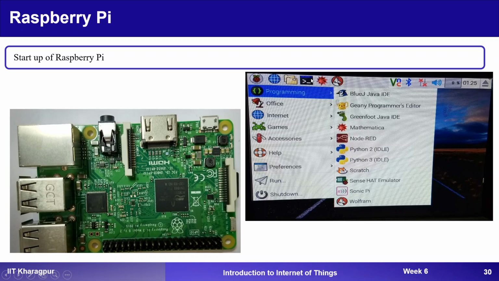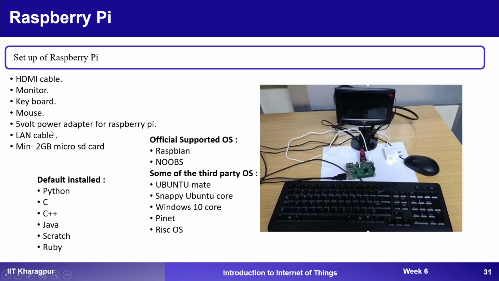Now how to set up your Raspberry Pi. You need an HDMI cable to connect your Raspberry Pi to your monitor, your screen. You need a monitor where you can visualize your data, a keyboard and a mouse to give inputs. Further, Raspberry Pi works on a 5-volt power supply. Then you need a LAN cable to give it networking, and a micro SD card. In order to provide storage external to your Raspberry Pi, we need an SD card.